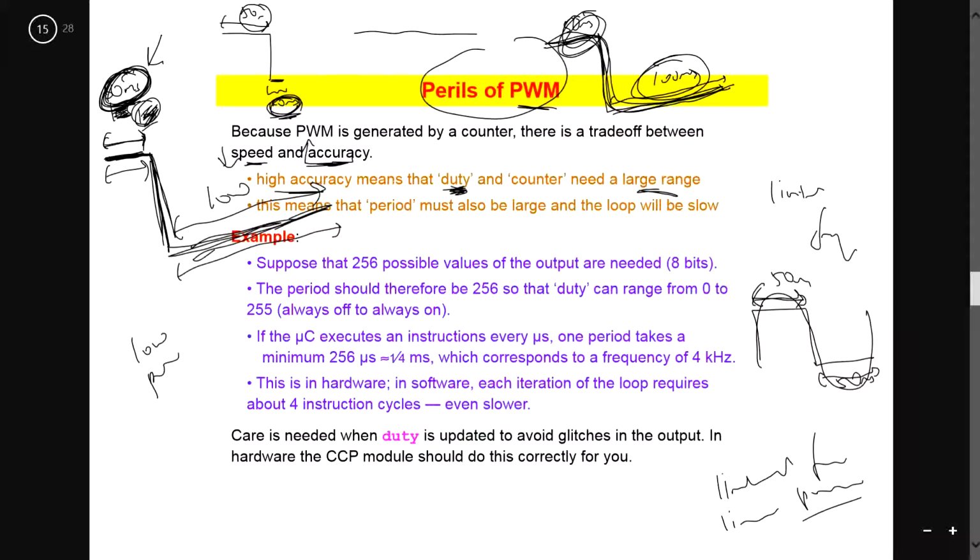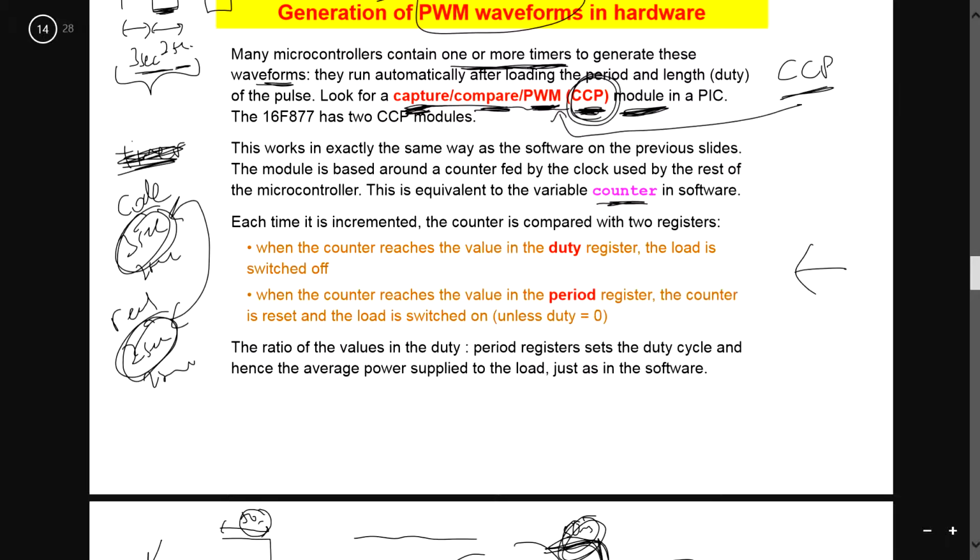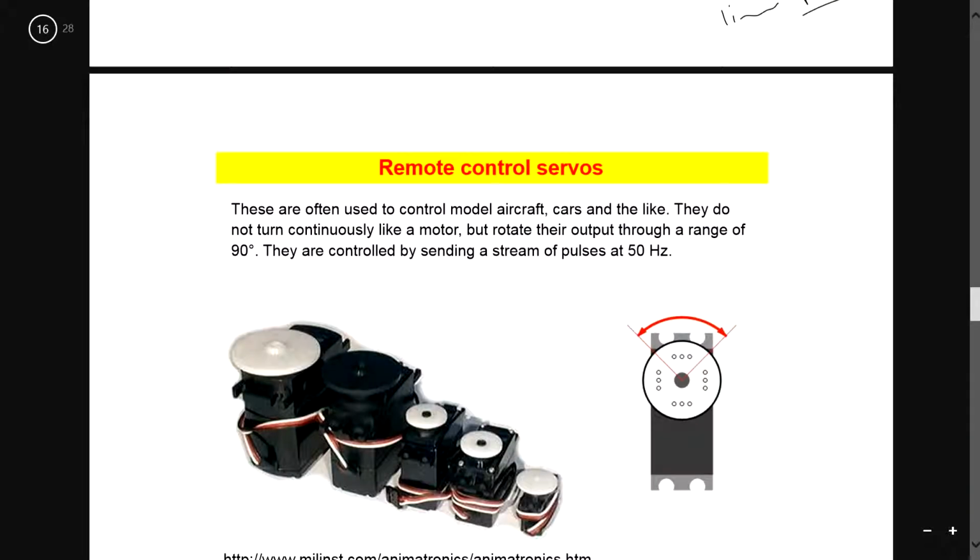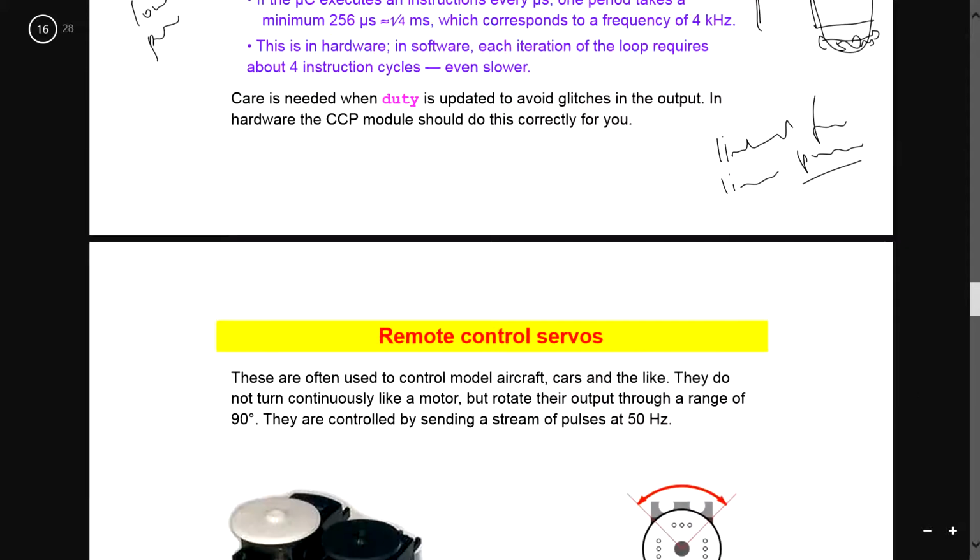So this is it for the full understanding of the pulse wave. Next coming up is the remote control servos. See you there.